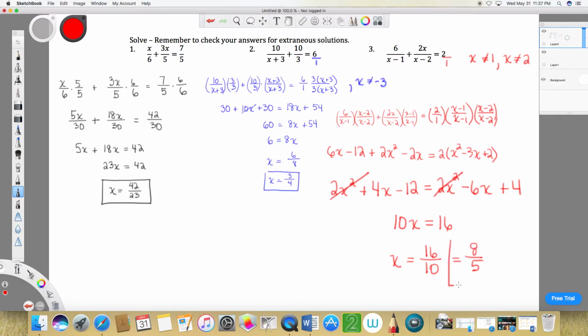So, hey, I hope that helps. 8 over 5 is not 1, it is not 2, so it is not extraneous. It should check if I plug it in. If I haven't made any silly arithmetic errors, it'll check. I'll leave it up to you to plug it in and check it, though, and let me know if I've done some arithmetic wrong, and I can edit the video.